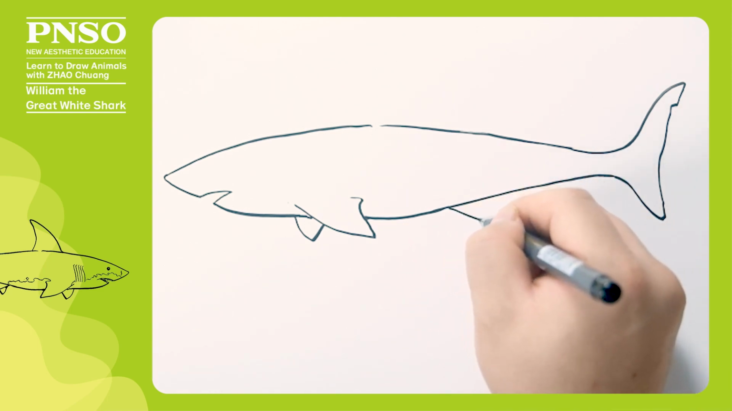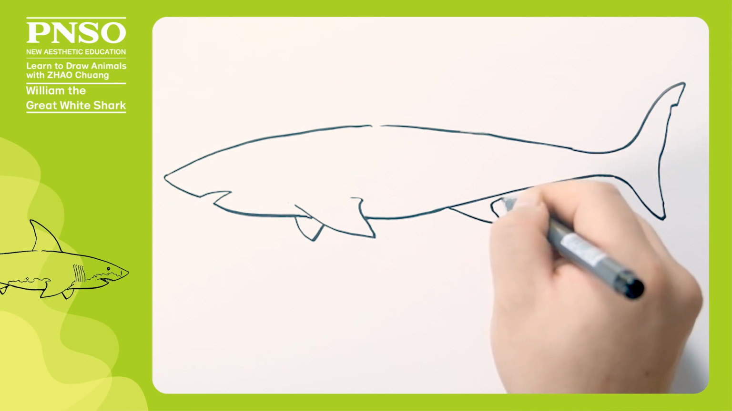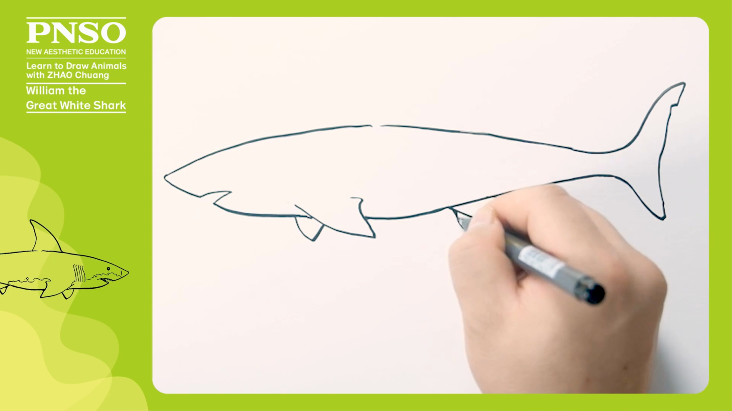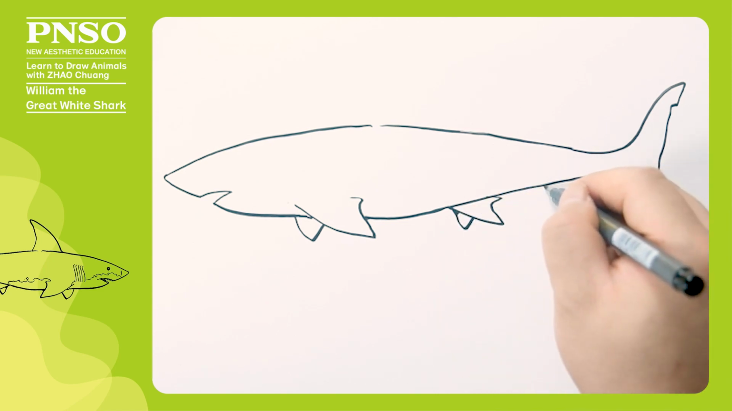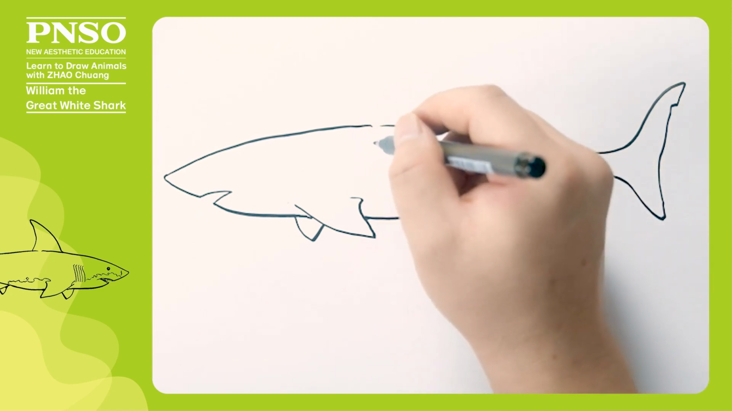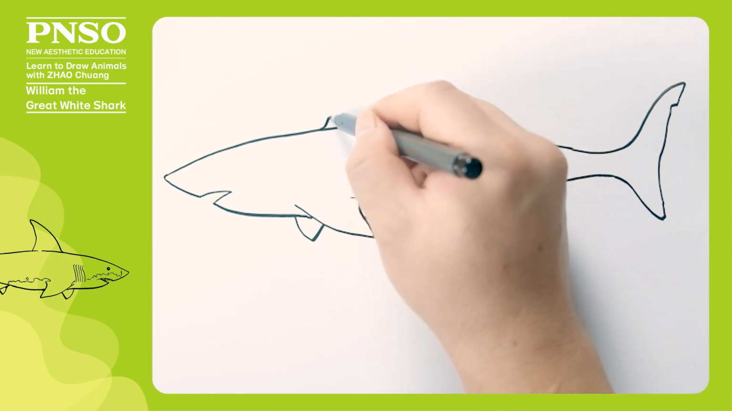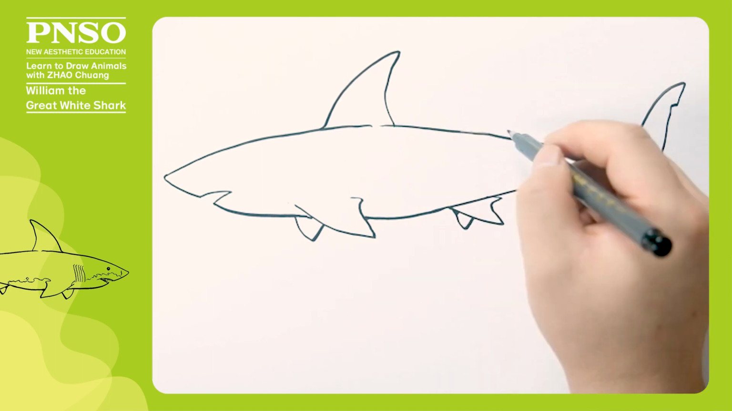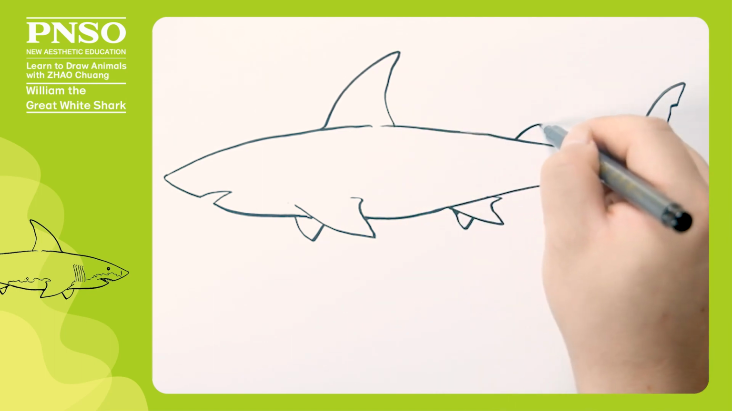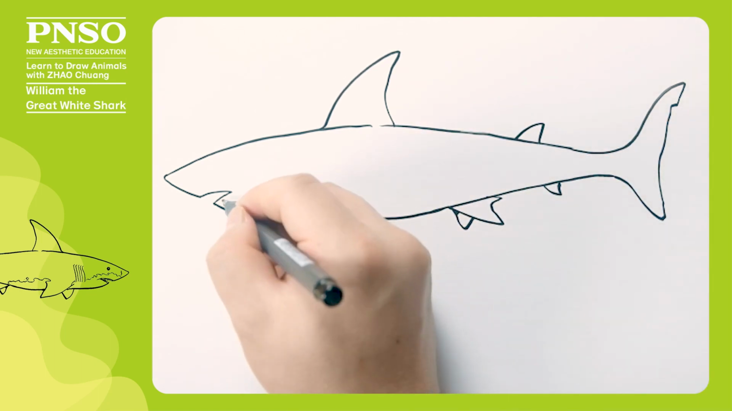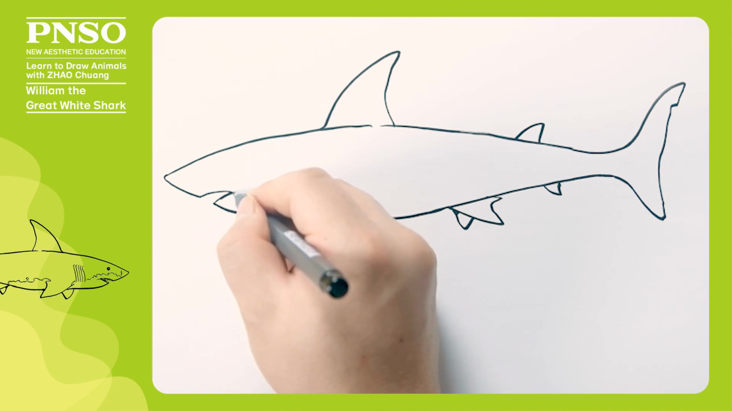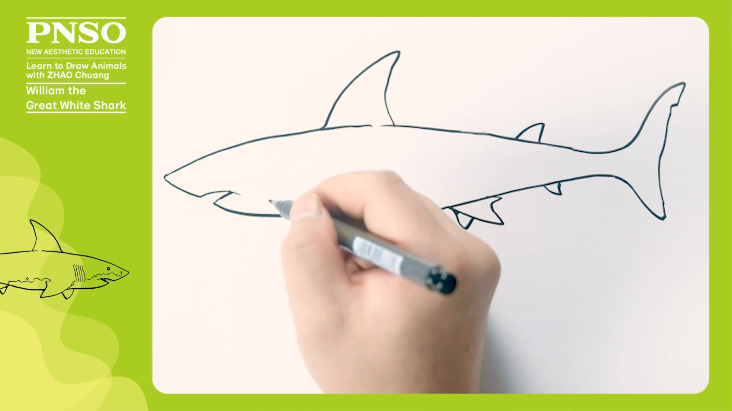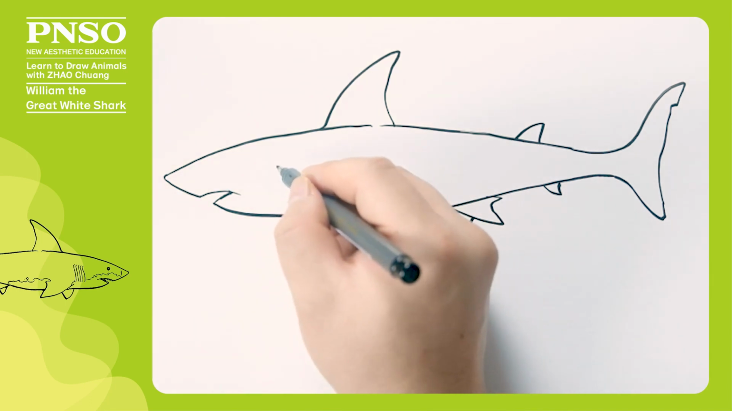Next, let's draw the paired pelvic fins behind the pectoral fins, followed by the anal fin. Then, we draw the huge first dorsal fin on top, then the second dorsal fin. Now, we come to its mouth. Add the mouth corner here. Its upper jaw seems to cover part of its lower jaw.